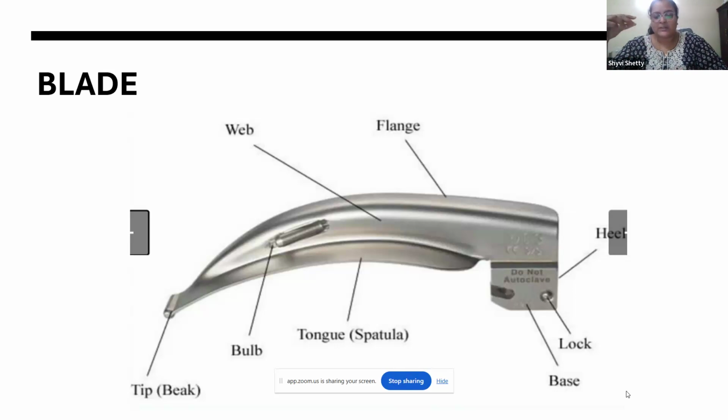The flange on the top is basically a guide for instrumentation. And as you can see, the web is the connection between the flange and the tongue, or basically the flange and the tongue are connected via the web. Then we have the tip. If you see the tip, it is the one which will be coming in contact with the epiglottis or the vallecula, directly or indirectly lifting up the epiglottis so as to see the vocal cords clearly before inserting the endotracheal tube. Also, we should know that the tip is made in such a way, it is thickened so that it will cause less mucosal injury.